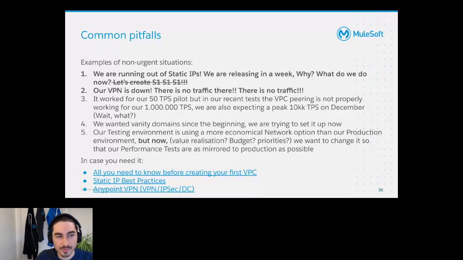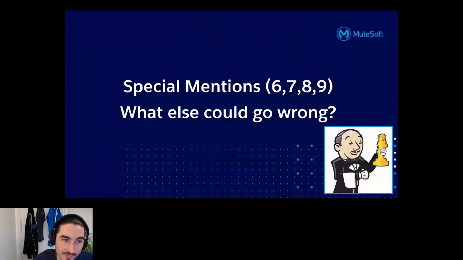So you want to have your testing environment as similar as possible to production. Now, in case you need it, there are 3 resources that can help you related to all the things that we talk about: All you need to know about creating your first VPC, static IP best practices, and Anypoint VPN. With that, we have 5 minutes more, and we give the special mentions to cases 6, 7, 8, and 9.